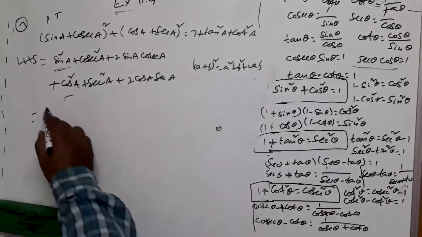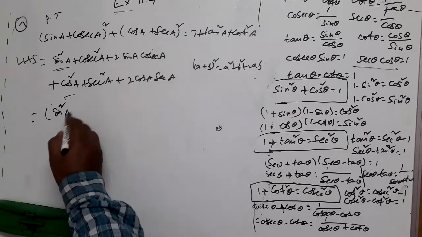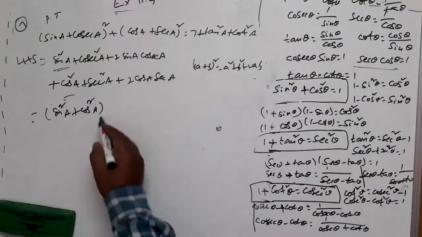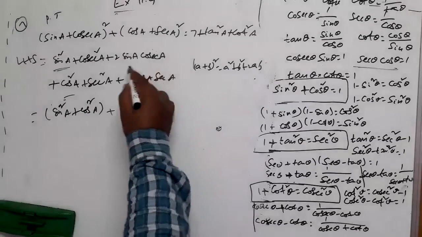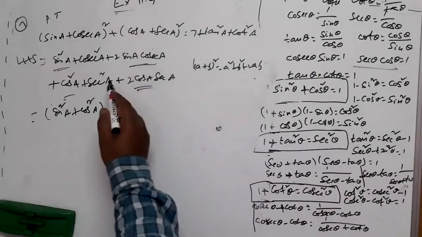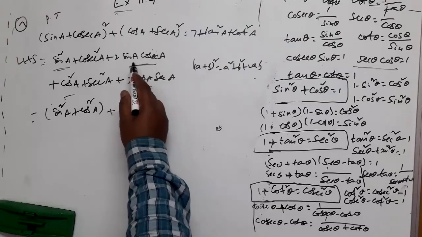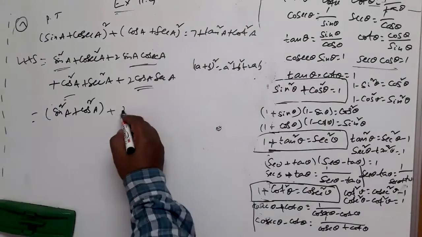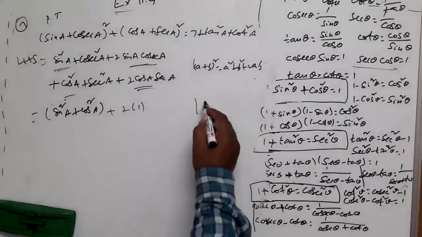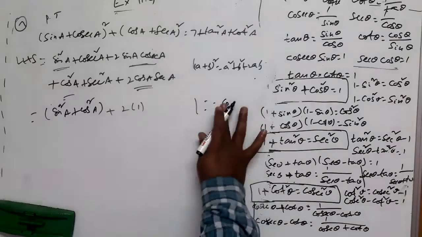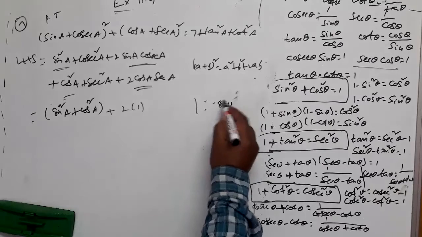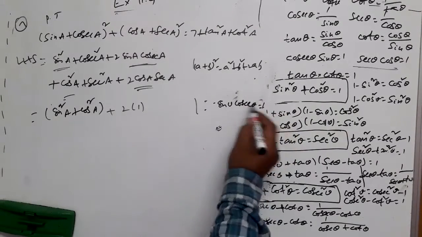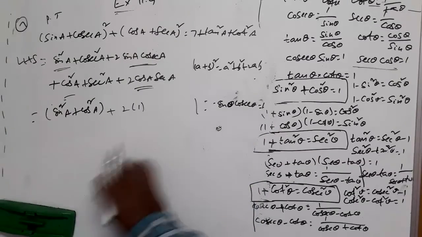Write these two terms in one bracket, that is sin square a plus cos square a, because we know that this is simply 1 from this identity. 1 plus you have the third term, yes, this is sin a into cosecant a. We know that sin theta and cosecant theta is 1, so this is 2 into 1, because sin theta multiplied by cosecant theta is equal to 1, because they are reciprocal of each other.